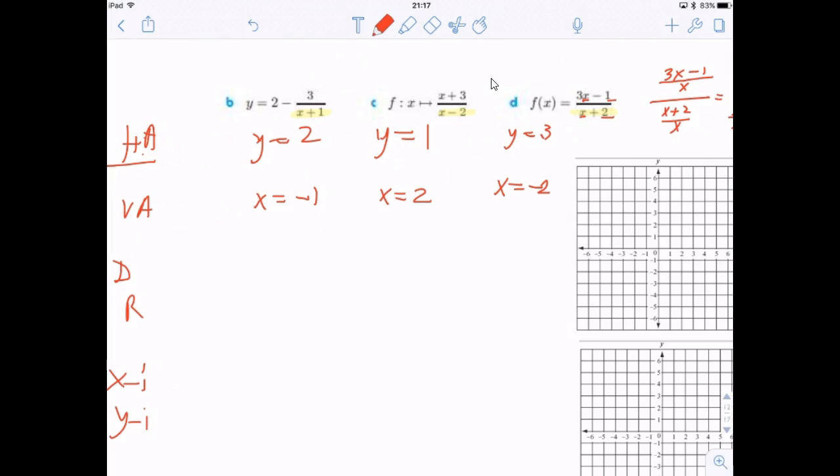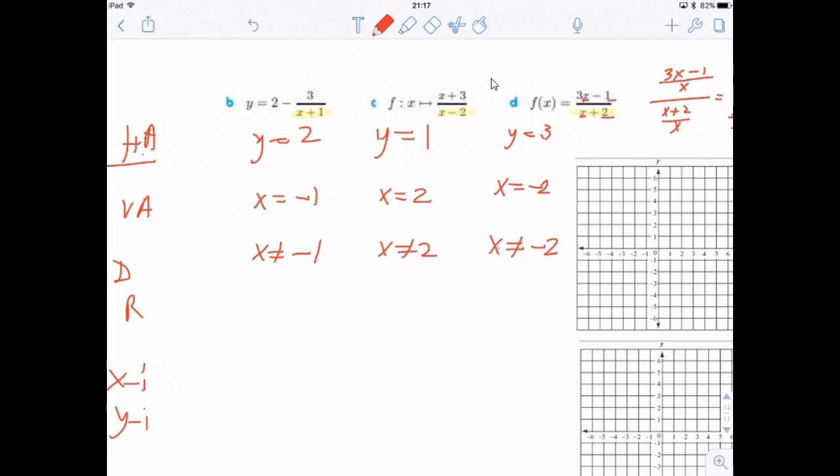Okay. What about the domain? The domain is naturally calculated immediately after you figure out the vertical asymptote, and the reason why is because the domain is all possible x values, and the vertical asymptote is kind of the opposite. The vertical asymptote is x values where the function does not exist. So if I found out that the vertical asymptote is x equals negative 1, then I know that the domain is x is not equal to negative 1. If I know that the vertical asymptote is x equals 2, then I know that the domain is x is not equal to 2. If I know that the vertical asymptote is x equals negative 2, then I know the domain is x is not equal to negative 2.